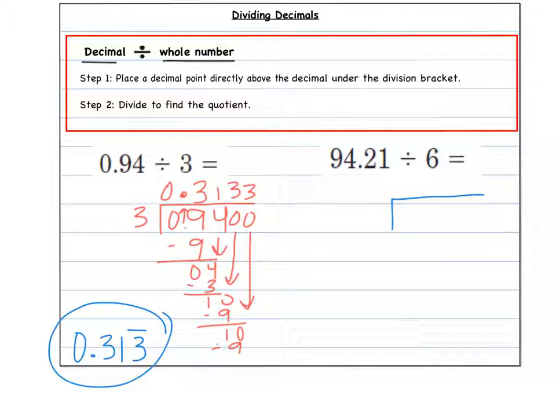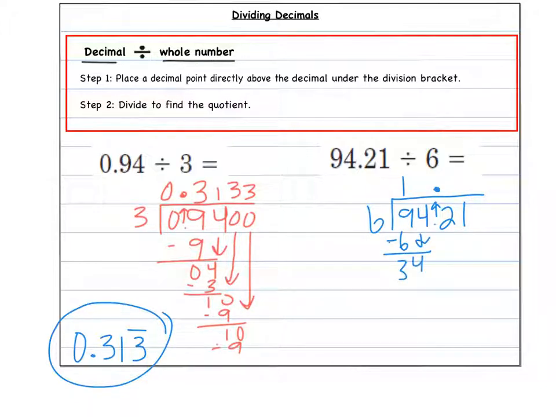Next one, again, first number is what goes inside the bracket. Second number goes on the outside. Carry the decimal straight up above. And now we divide like normal. 6 goes into 9 one time. 1 times 6 is 6. Do your subtraction. 9 minus 6 is 3.